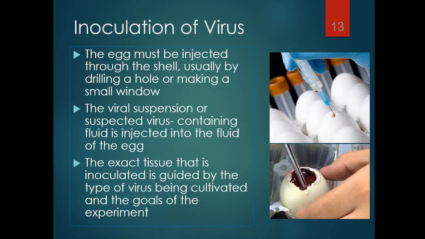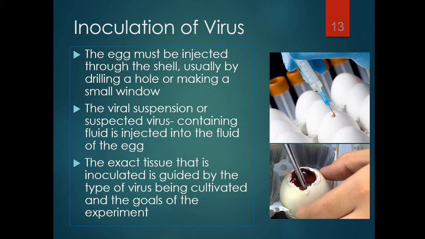In this depiction we will see how to inoculate the virus into the egg. The egg must be injected through the shell, usually by drilling a hole or making a small window into the egg. The viral suspension or suspected virus-containing fluid is injected into the fluid of the egg.